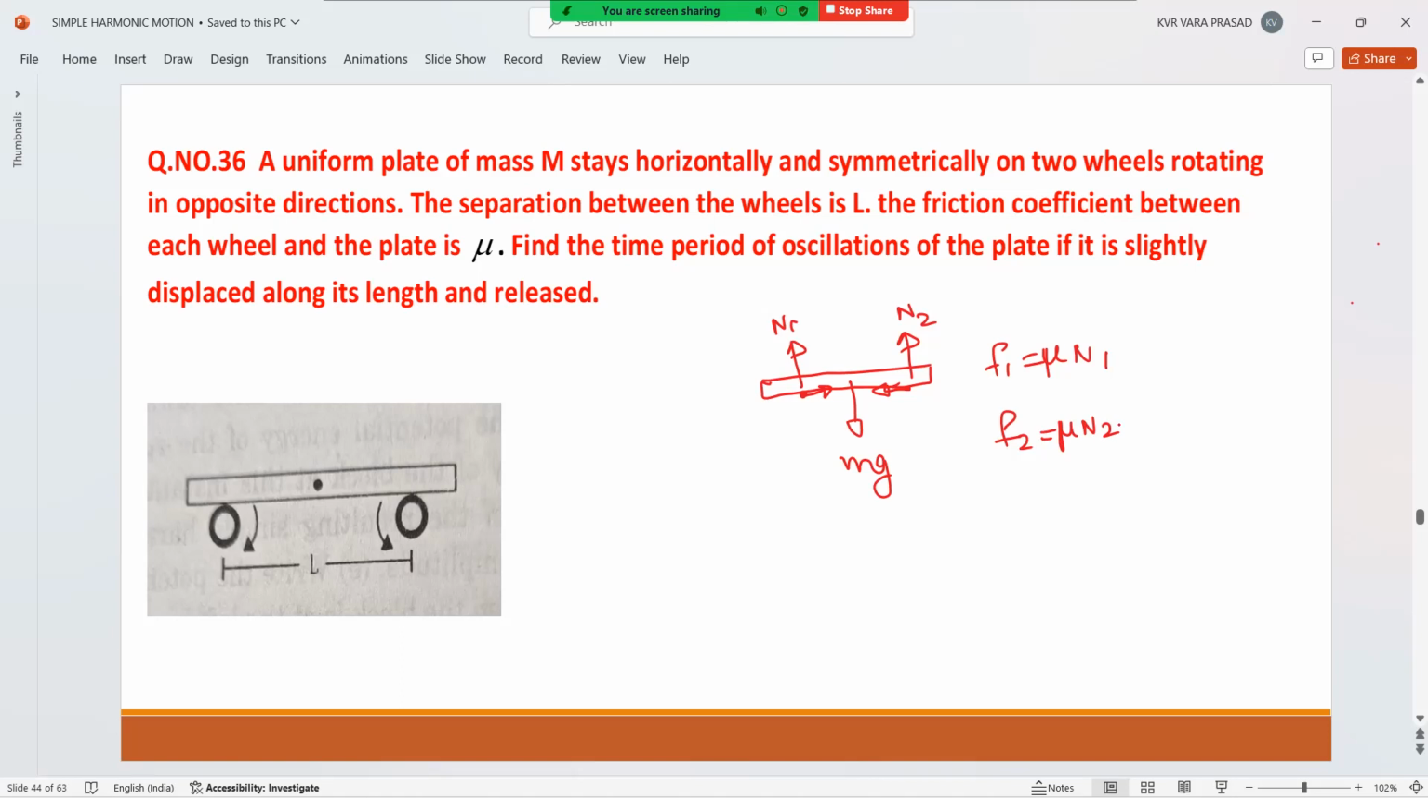But when we displace the plate, the normal reactions are not the same. Let us take, displace the plate to the right side. Then the normal reaction will be more. That means we can say the N2 value is more. When N2 is more, the F2 value is more. That means F2 minus F1 provides the restoring force. We can say solution on the next page.